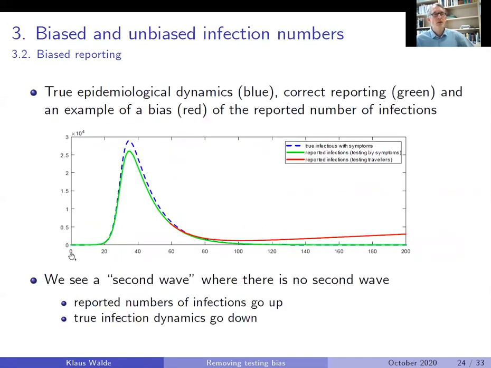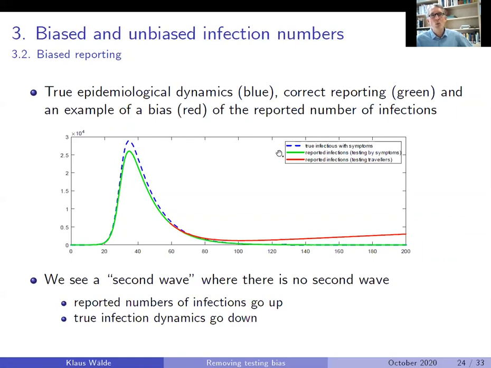Then what is going on? What do we see in this figure? Well, on the horizontal axis, we see time. On the vertical axis, we see the number of infections. And we first start with the true infections with symptoms in our society. So this is the blue dashed curve. This is what we don't know in reality because we don't observe this, but this is what we know in the model. So this is the true epidemic dynamics.